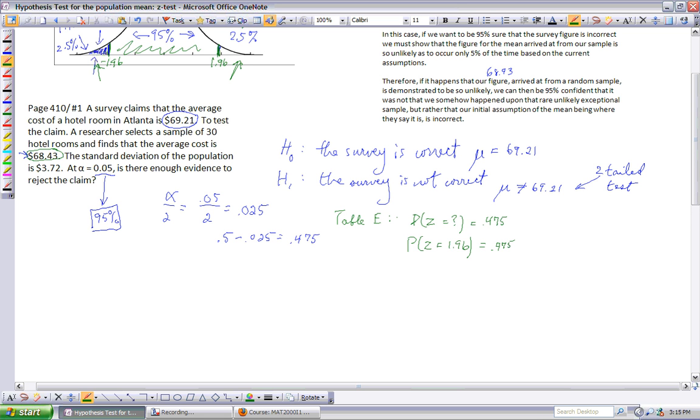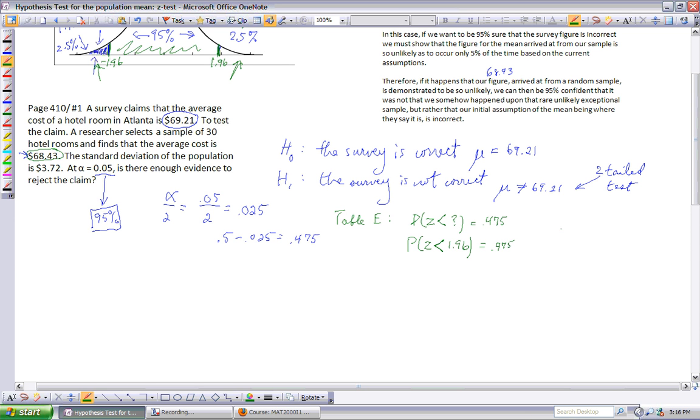Let's flip it over, and I'm going to erase this because it's not actually P of z equal to 1.96. It's P of z less than that, right? So put a less than.